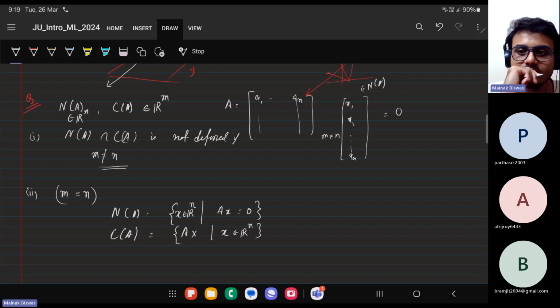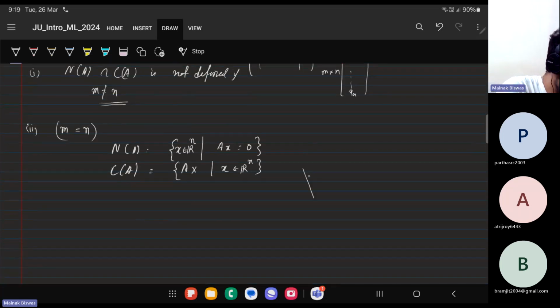Is it clear, Partho? One, it is first taking all the vectors in Rn and seeing where it is equal to 0, right? And you make a subspace out of that. And then the second one is all the vectors, multiplying them with A and seeing the plane it forms, right?